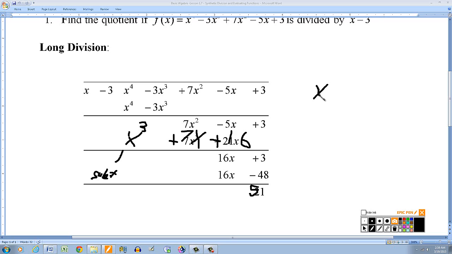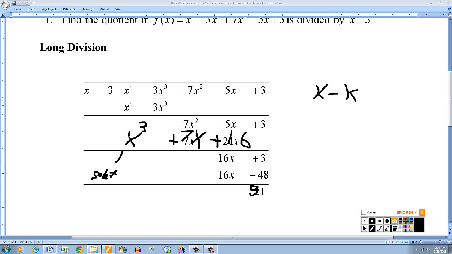Okay, so if you're dividing by something that is, say, second degree or higher, then synthetic division is not going to work. Okay, you're going to have to use long division. Synthetic division basically works if you're dividing by a first degree binomial, say of the form x minus k. Okay, x minus k.